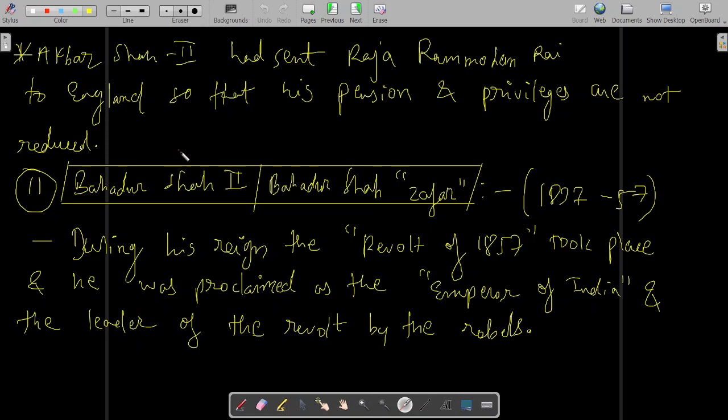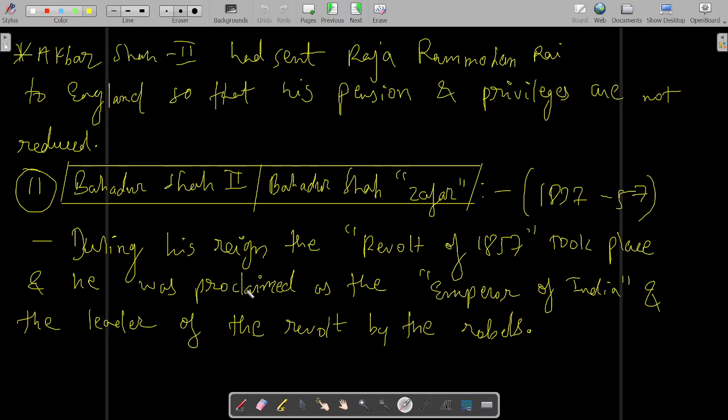Okay, now Bahadur Shah II or Bahadur Shah Zafar, 1837 to 1857. During the reign of Bahadur Shah Zafar, the revolt of 1857 took place, and he was proclaimed as the Emperor of India and the leader of the revolt by the rebels.